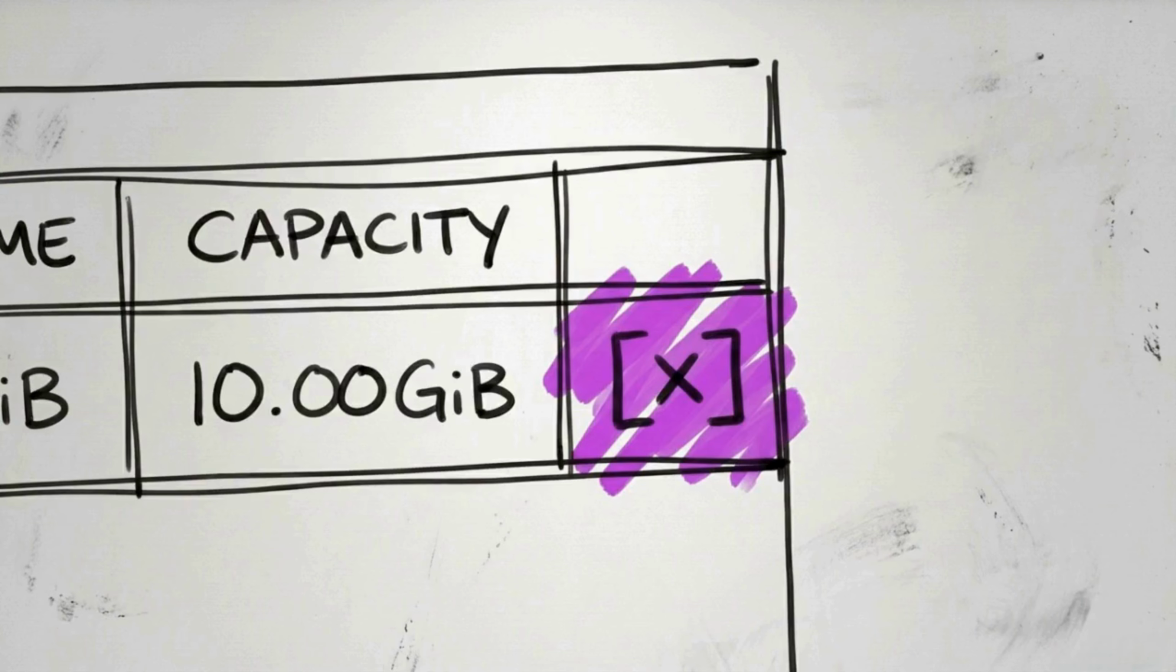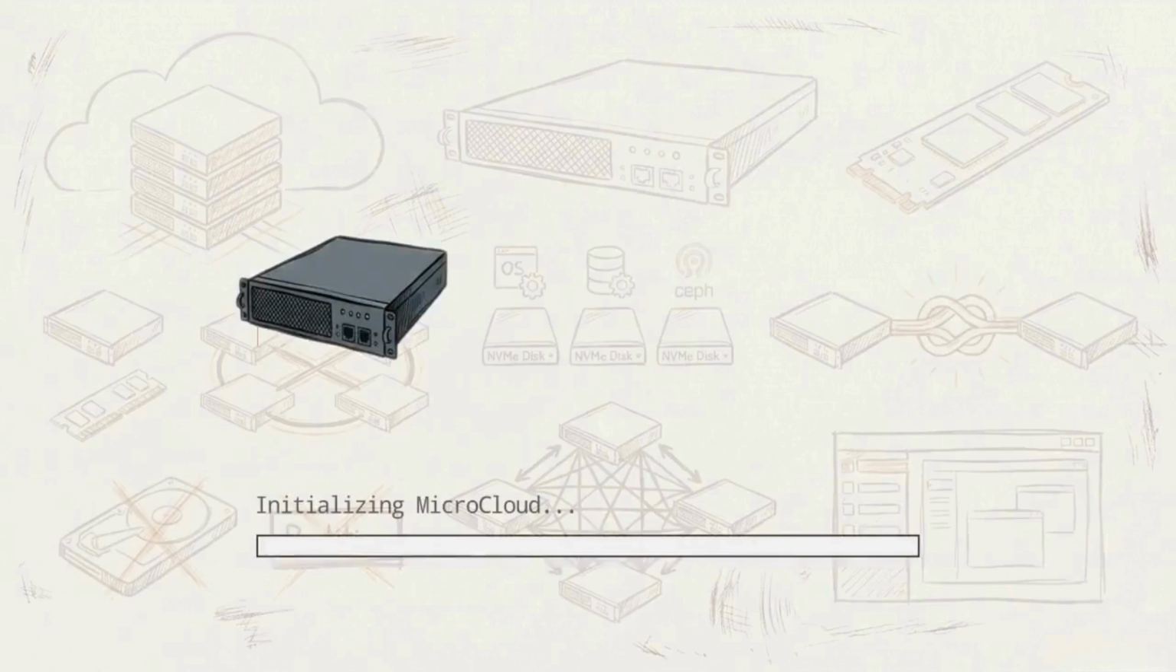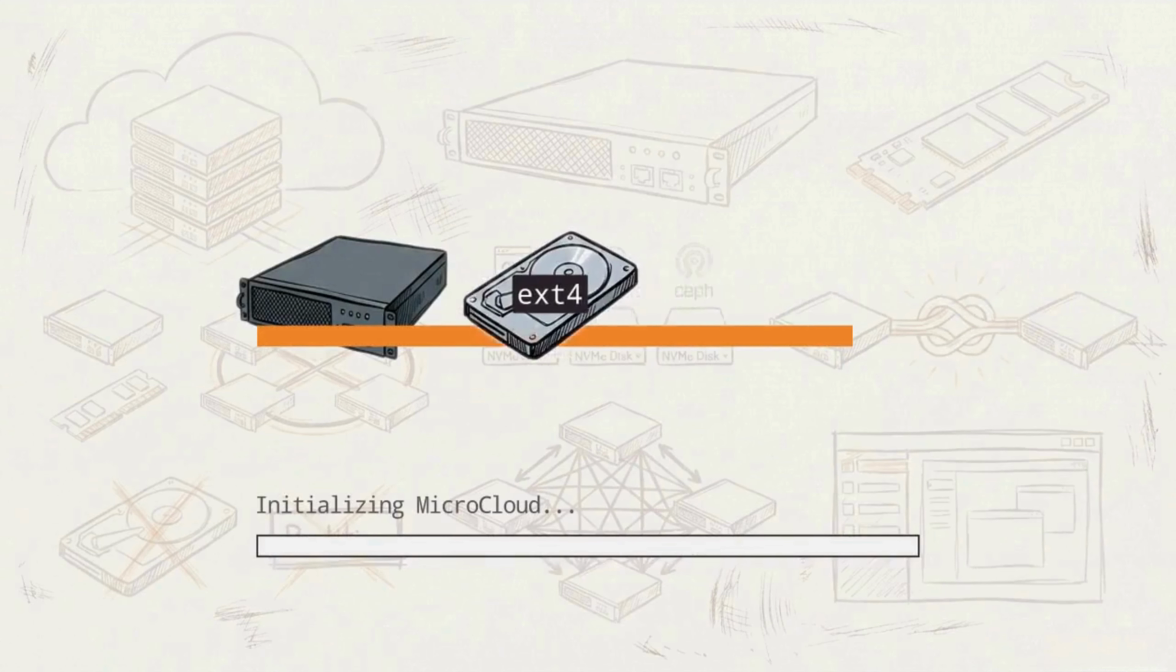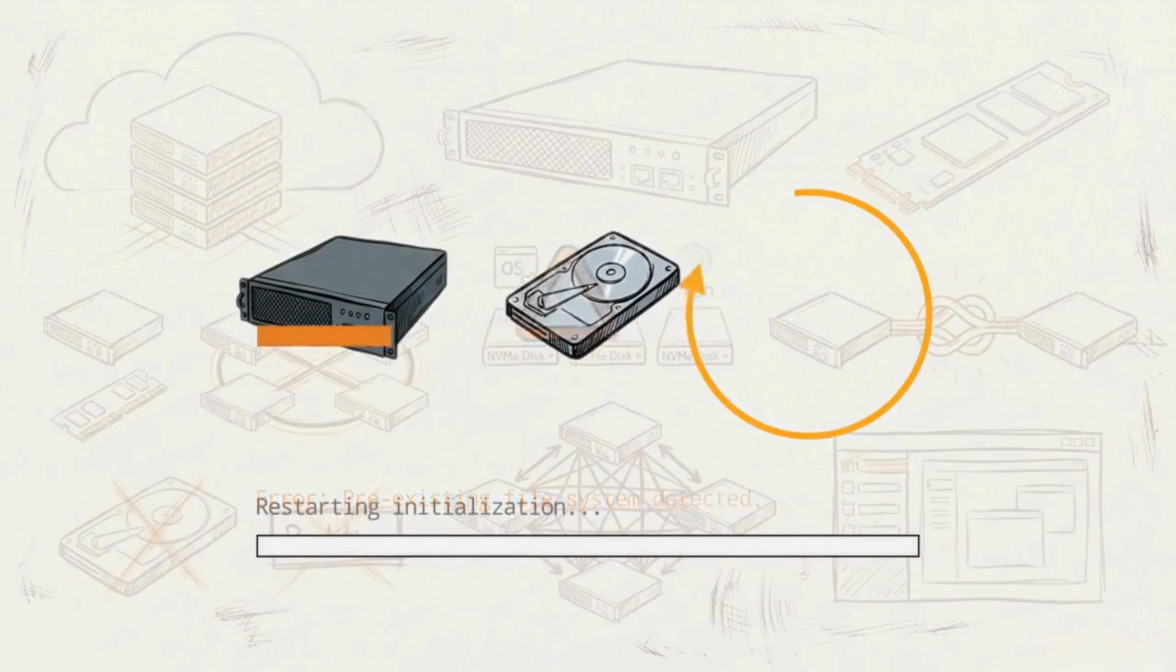Select exactly one designated disk from each machine to assign to the local storage pool. Pay close attention to this requirement. Any disk you select for these storage pools must be completely unpartitioned and free of existing file systems. If you attempt to use a pre-formatted disk, the initialization will fail. You would then have to manually wipe the drives and restart the entire setup from the beginning.